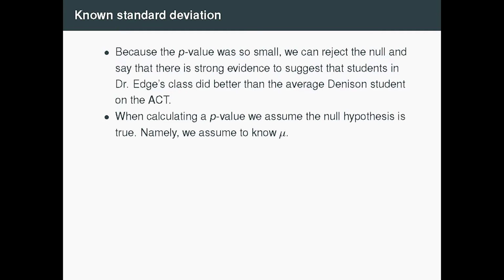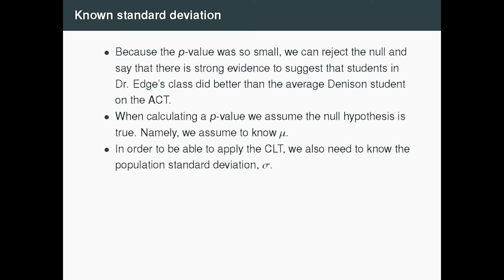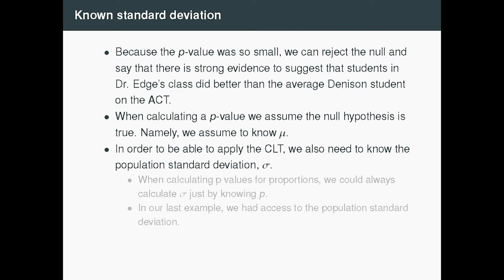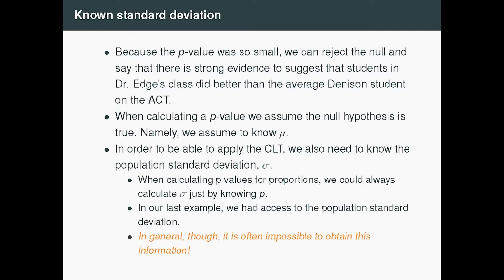Again, in general, when we're calculating a p-value, we always assume that the null hypothesis is true. Namely, this usually means that we assume that the mean is some value. In order to be able to apply the central limit theorem, we also need to know the population standard deviation sigma. When we are calculating the p-values for proportions, though, we could always calculate sigma because sigma was just based on p. In general, though, from a random distribution, we're not going to have access to or be able to calculate the population standard deviation because, as I've said a million times, it is often impractical or impossible to find that information from a population.